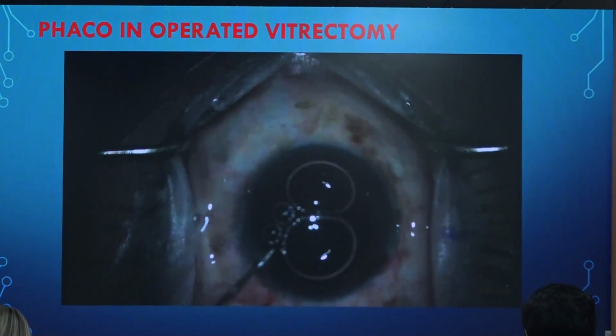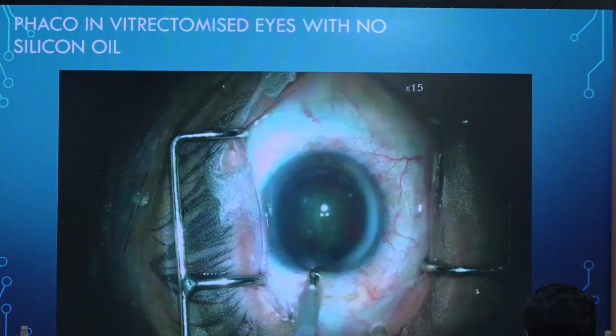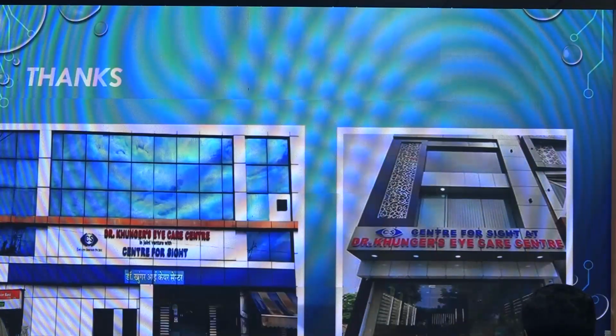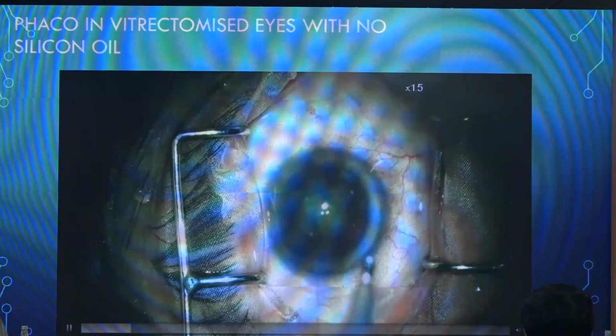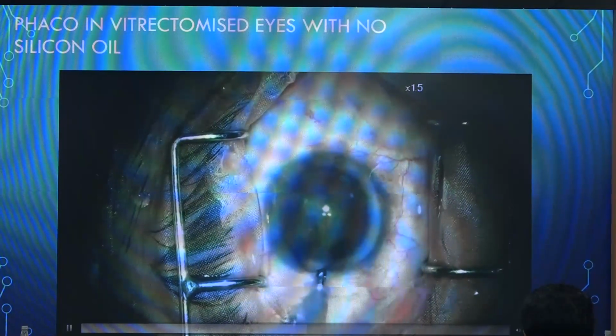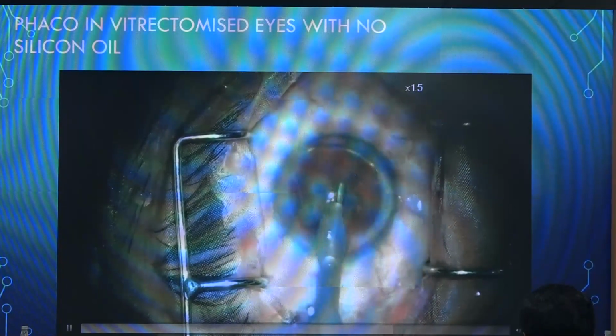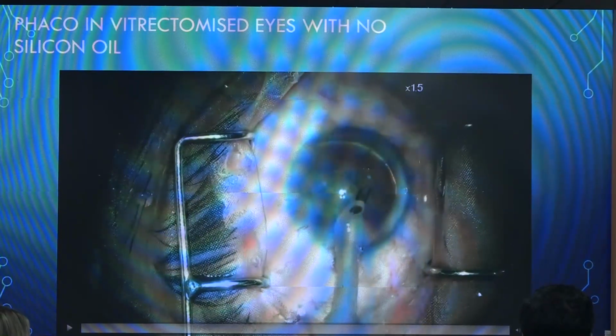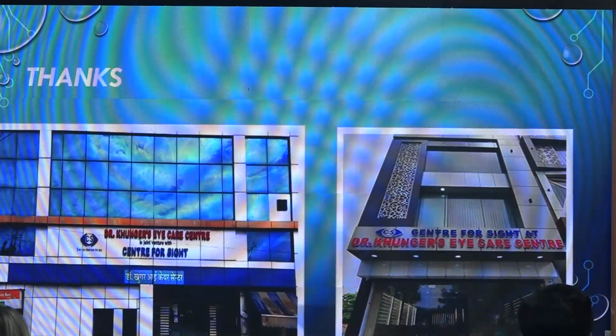There's another similar video, I'll skip that. This is another video in which there is no silicone oil. You can see the moment the phaco probe goes inside, there is a sudden deepening of the anterior chamber, something that occurs in high myopic eyes. Now the moment I enter inside, you can see that the nucleus and everything has gone down. So this is important. Thank you.